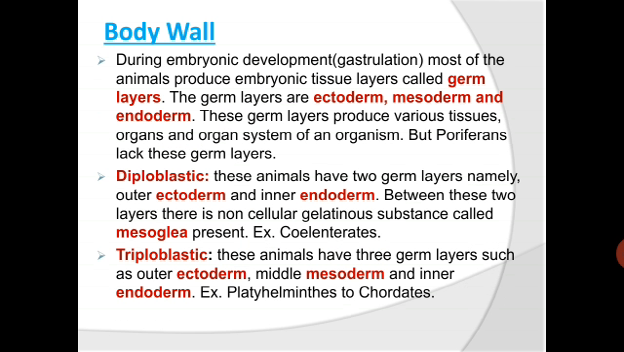Coming to the body wall. During embryonic development, most of the animals produce embryonic tissue layers called germ layers. The germ layers are ectoderm, mesoderm and endoderm. These germ layers produce various tissues, organs and organ systems of an organism, but poriferans lack these germ layers.